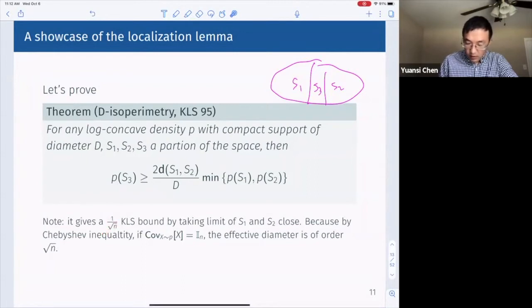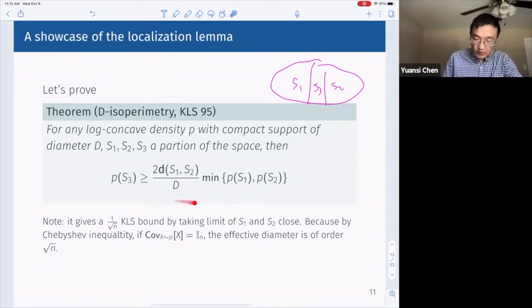Okay, so this roughly gives the 1 over square root of n KLS bound on the isoperimetric coefficient. You take the limit with S1, S2 close, and also think about the normalization, where the covariance of the density is identity. You apply the Chebyshev inequality, and you get the effective dimension: most of the mass is in a radius of order square root of n. So this diameter will be of order square root of n. That's why you get roughly the 1 over square root of n KLS bound.